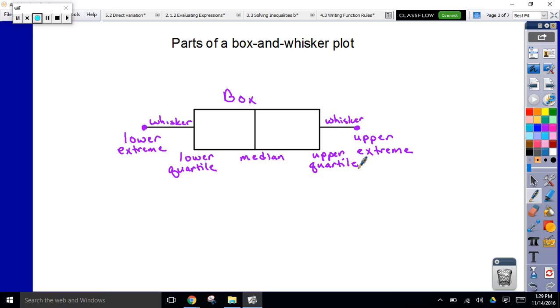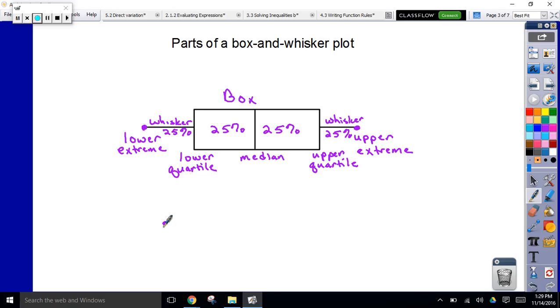Okay, some other things that you need to know about this is that each part of a box and whisker plot represents 1/4 of all the data. So from the lower extreme to the lower quartile is 25% or 1/4 of the data. From the lower quartile to the median is the next 25%. From the median to the upper quartile is the next 25%. And from the upper quartile to the upper extreme is the last 25%. So it's just a way of splitting the data into 4 parts. Each part, no matter how big it is, contains the same amount of data.